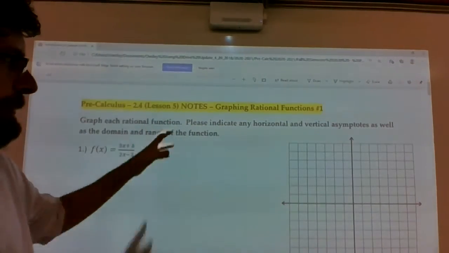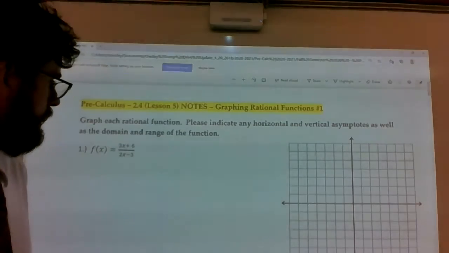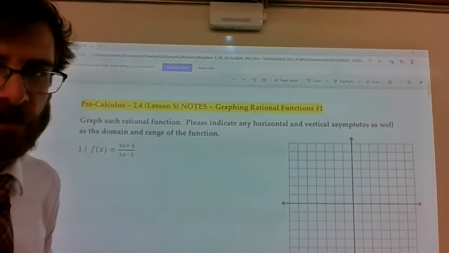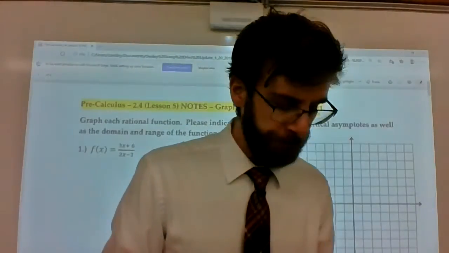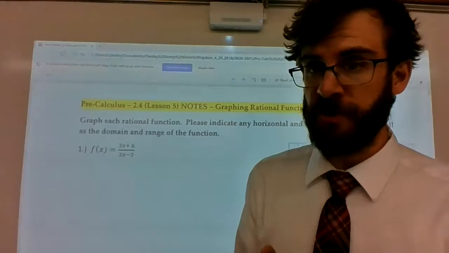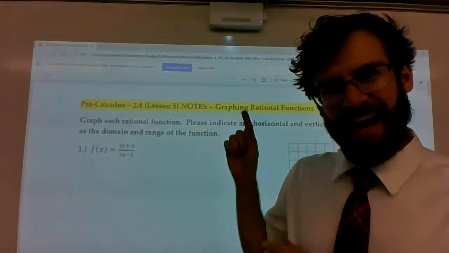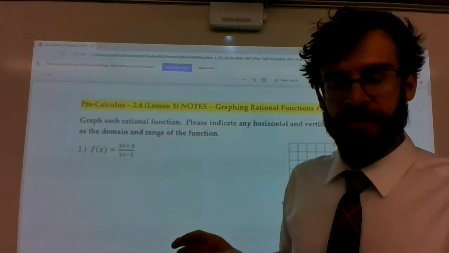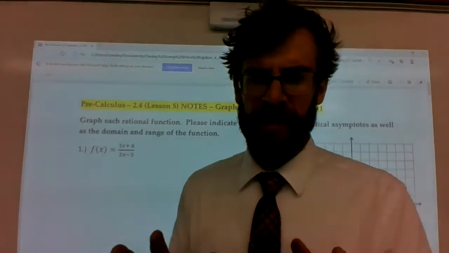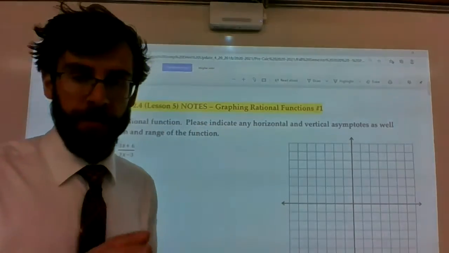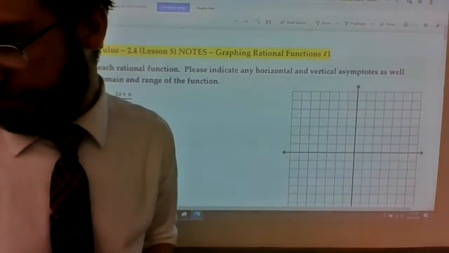It's 2.4 number 5. We're talking about graphing rational functions. The name of the game today is vertical asymptotes. And basically I just want you guys to get a feel for, well, not just vertical, but horizontal ones as well. But what do curves look like when they have these dashed lines that break up the graph? And yeah, maybe I'll talk a little bit about domain and range. That's not going to be the primary concern with this, but how about we get started on this example?